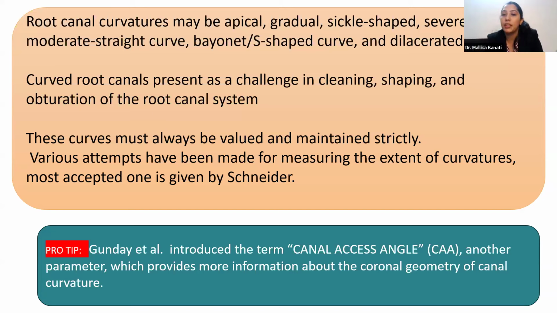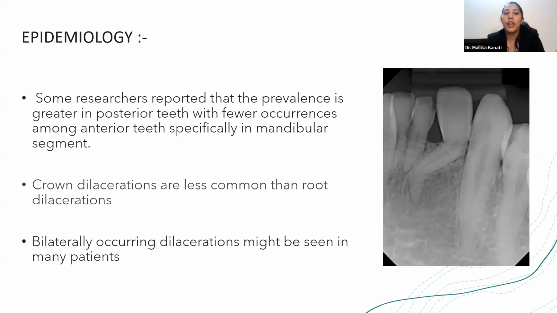Various attempts have been made for measuring the extent of curvature, and the most accepted theory is Schneider's theory. Gunde et al. included another term, the canal axis angle (CAA), which is a parameter that provides more information about the coronal geometry. At the orifice, where we start our working length and take patency, how is that angle different from the angle at the root and the coronal edge angle, the cusp tip? That was defined by Gunde et al. as the canal axis angle.